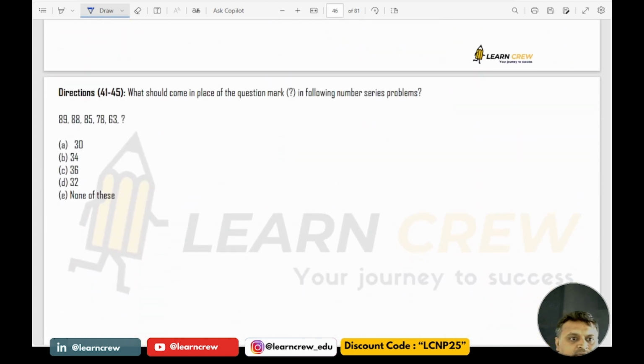Next, 89, 88. Difference is 1. 88, 85, 3. 85, 78, 7. 78, 63, 15. So 1 into 2 plus 1 is 3. 3 into 2 plus 1 is 7. 7 into 2 plus 1 is 15. 15 into 2 plus 1 is 31. So 63 minus 31, 32 is the answer.